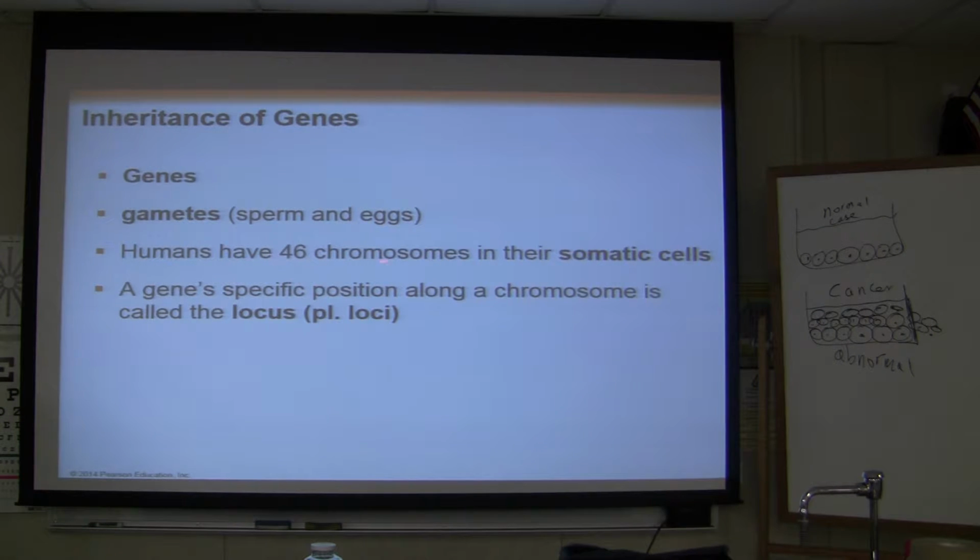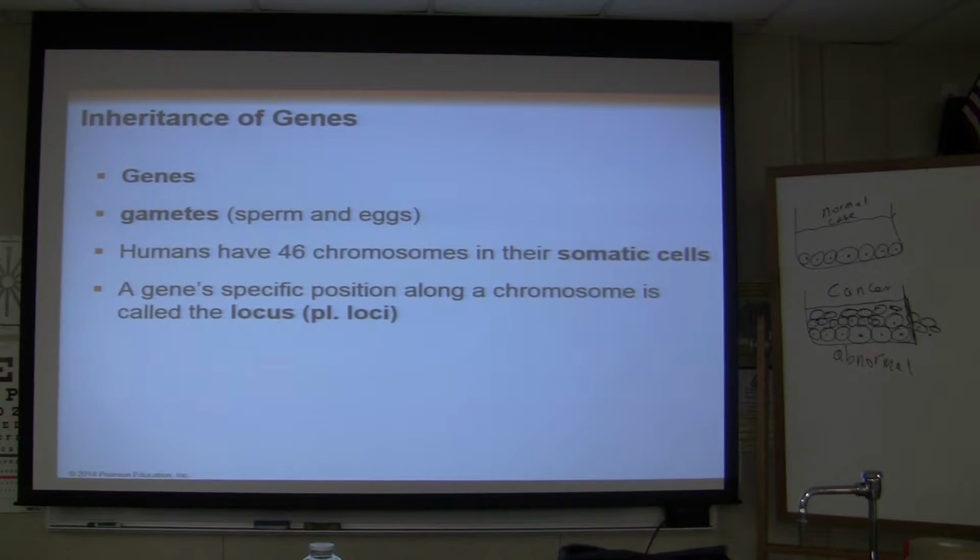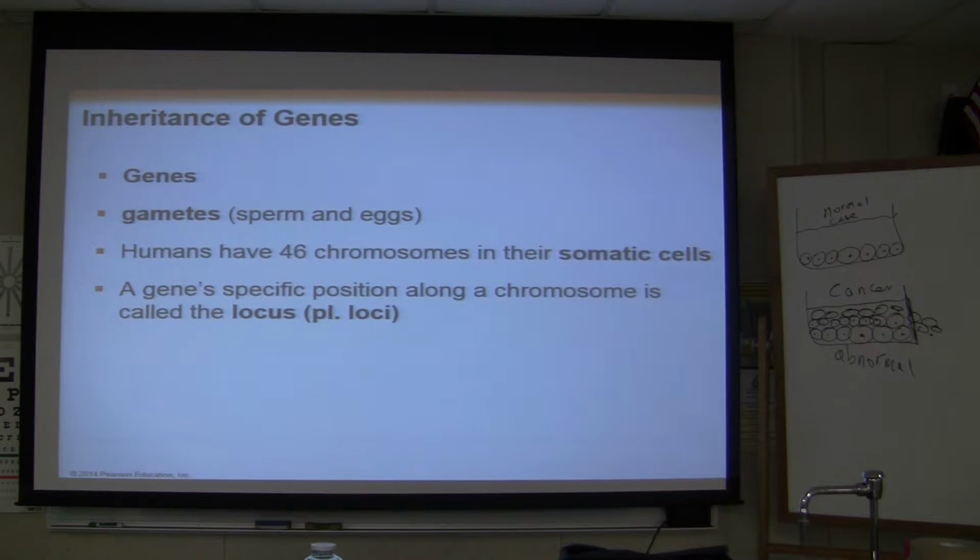So humans have 46 chromosomes in their somatic cells. What am I saying? You have 46 chromosomes in the cells of your eyes. You have 46 chromosomes in the cells of your skin. You have 46 chromosomes in the cells of your bones and your muscle cells. All of your body, all of your somatic cells have 46 chromosomes.